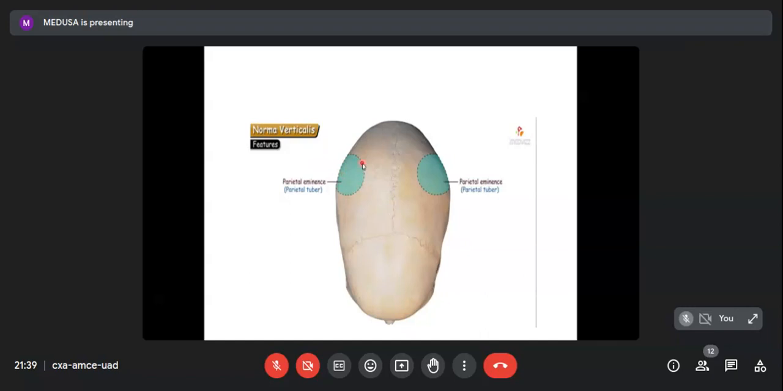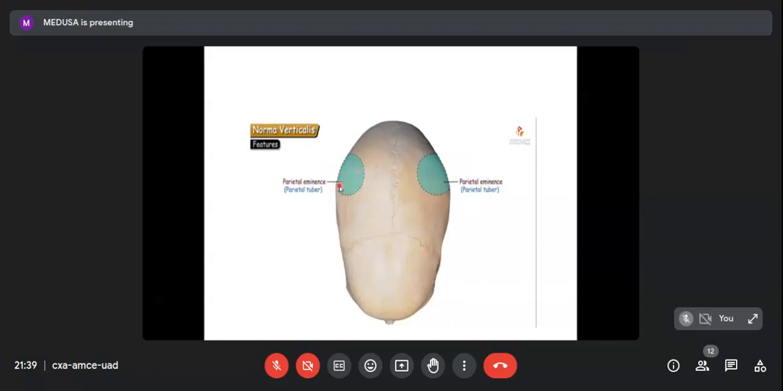Another thing that you need to know about the parietal eminence is that head injuries are very common there because it's a bit brittle. It can break easily. So when someone falls down, the first suspect would be the parietal eminences. The bones can be broken or damaged in the parietal eminences.